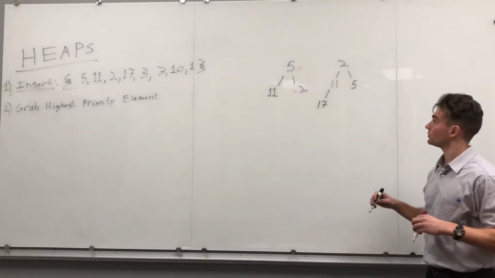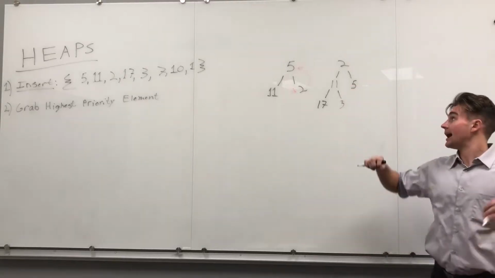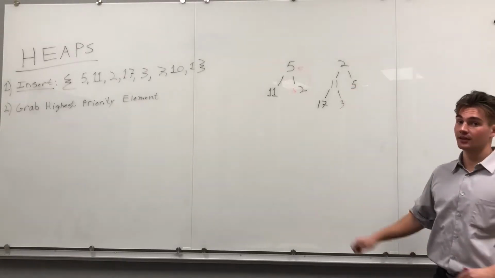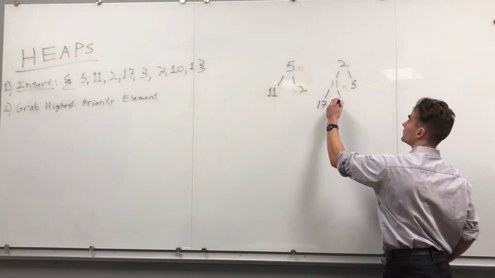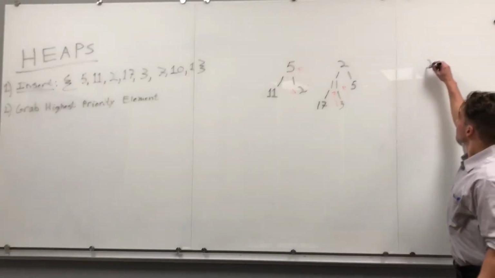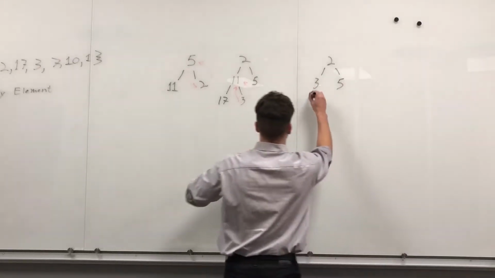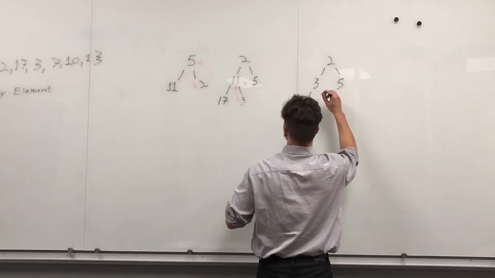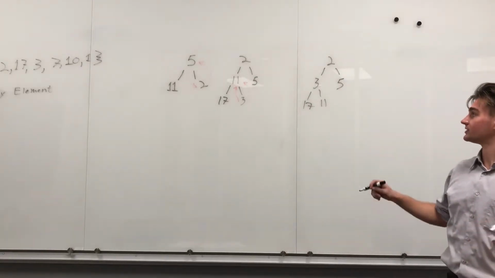Now we have 3 coming in. 3 comes in here, and we see that 3 has higher priority than 11. 3 is lower than 11, therefore we need to bubble up again. So now we have 2, 3, 5, 17, and 11. Super.